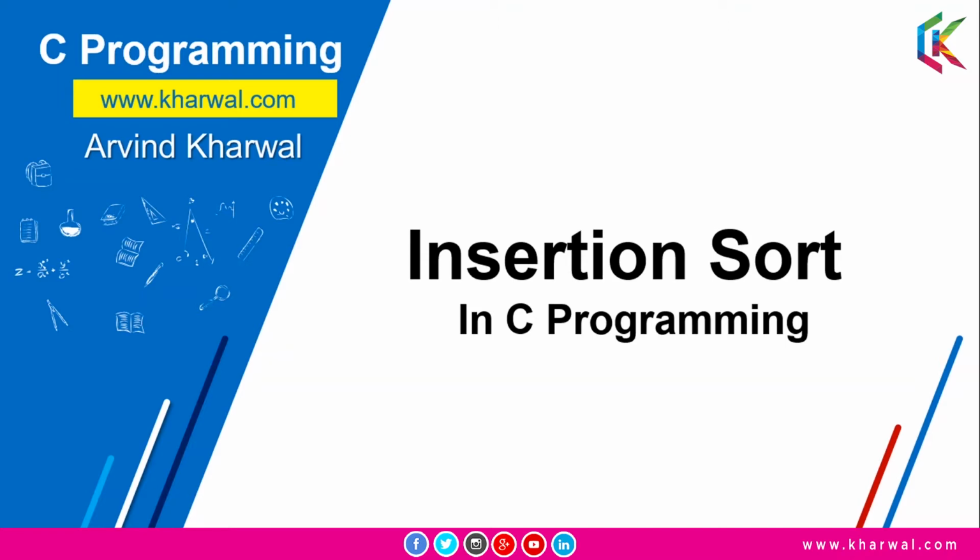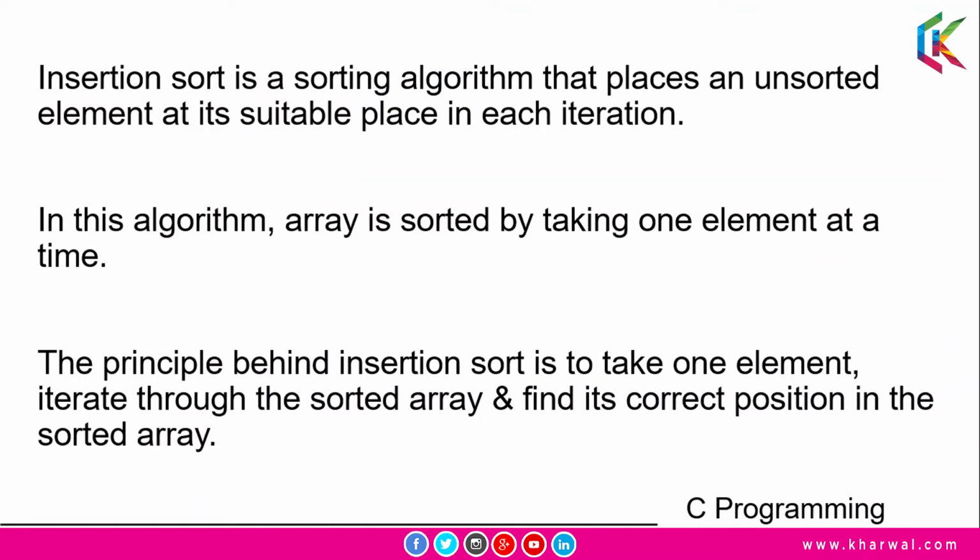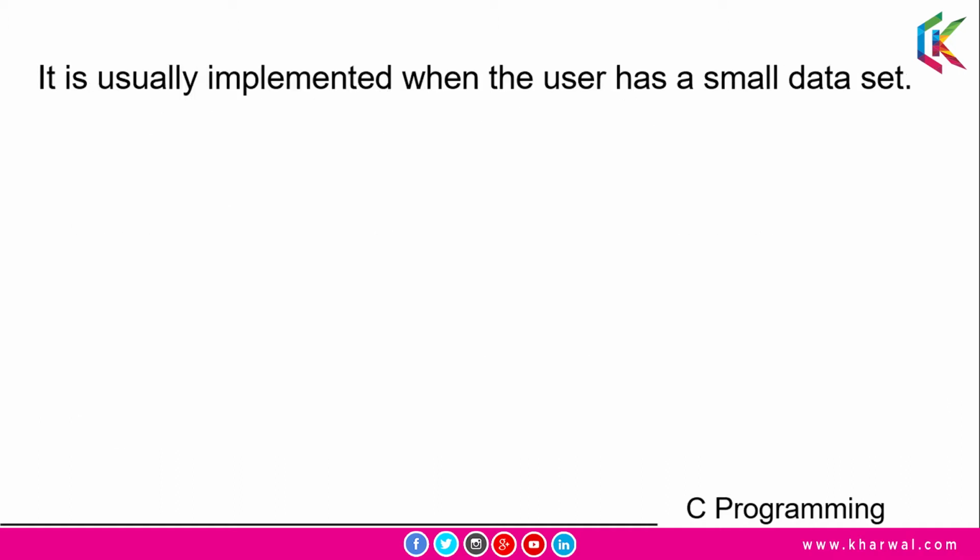So let's get started. Guys, insertion sort is a sorting algorithm that places an unsorted element at its suitable place in each iteration. In this algorithm, the array is sorted by taking one element at a time. The principle behind insertion sort is to take one element, iterate through the sorted array, and find its correct position in the sorted array. It is usually implemented when the user has a small dataset.